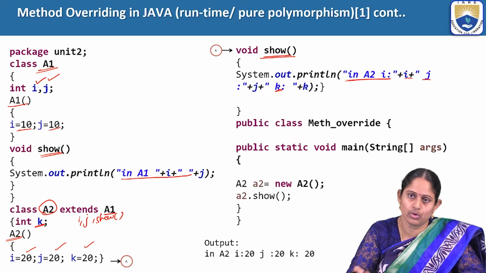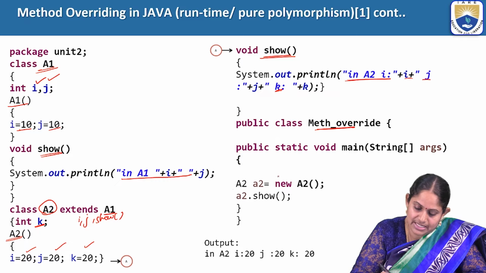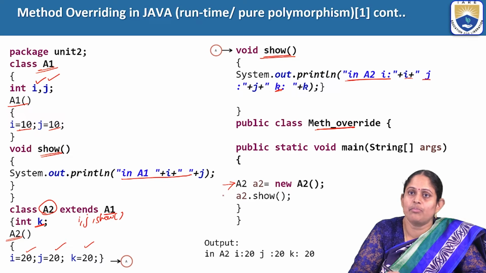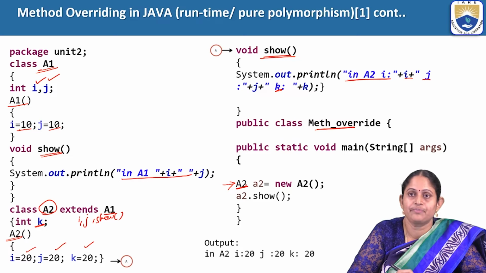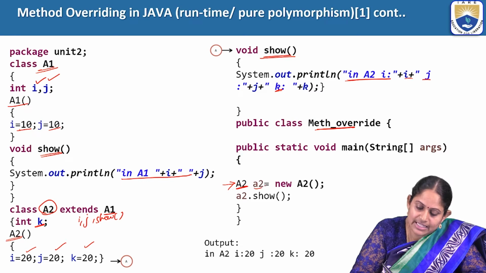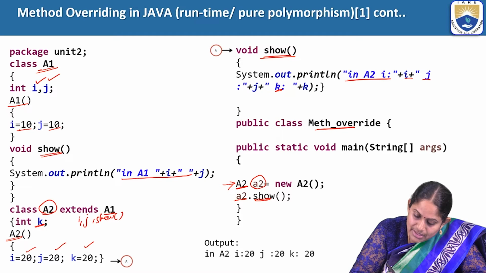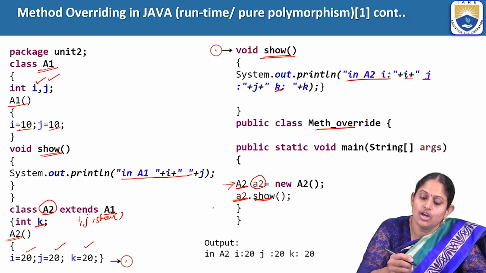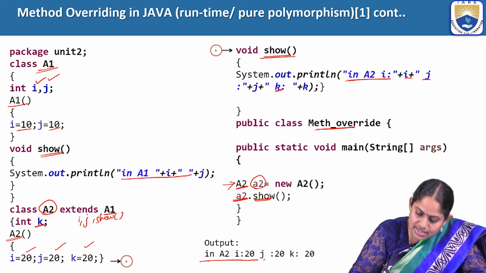Now let's see how we will invoke it. In this another class, the testing class, we are creating an object of A2, the child class, named A2, and we are invoking the show method of A2. Since this show method is called over A2, it will invoke the show method which is present inside the child class. Because of which you get this statement.